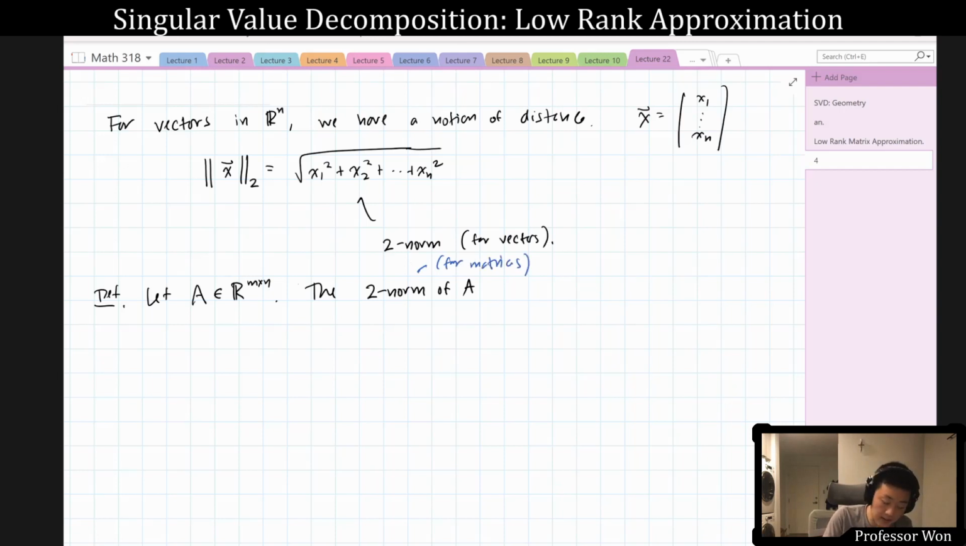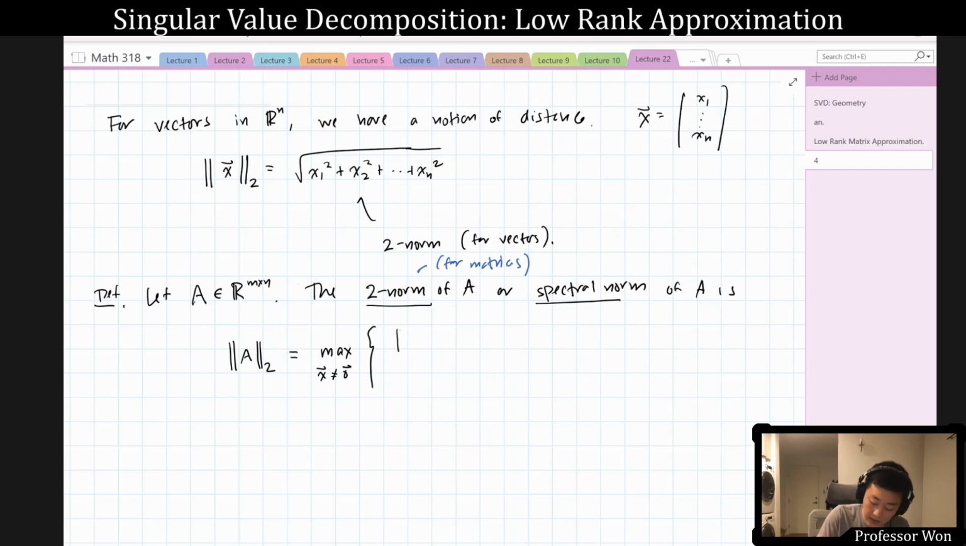So the 2 norm of A, or the spectral norm, of A is the following thing. So I'm going to denote it the same way. So 2 norm, it's a norm depending on the number 2. And it's going to be the max over all non-zero vectors x of the following quantity, the 2 norm of Ax divided by the 2 norm of x.